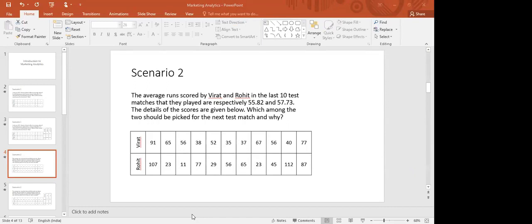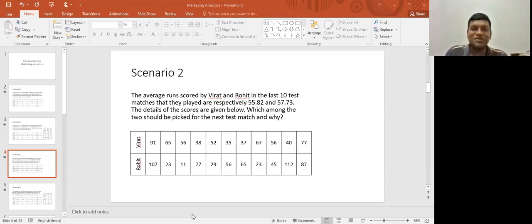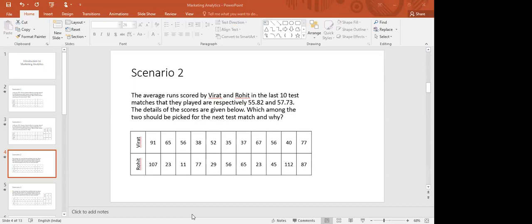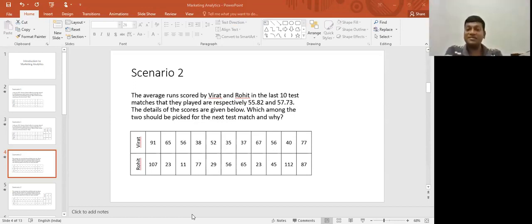So the stats for Virat look a little more consistent comparatively. Okay, you're just looking at it and telling me, or have you done any analysis? No, I was just simultaneously doing it with you. Oh, great. It's a good observation.